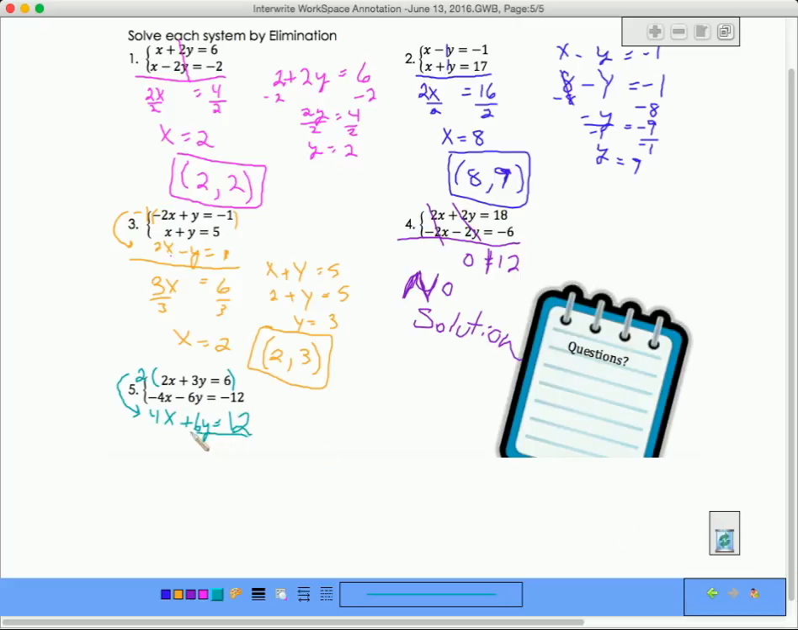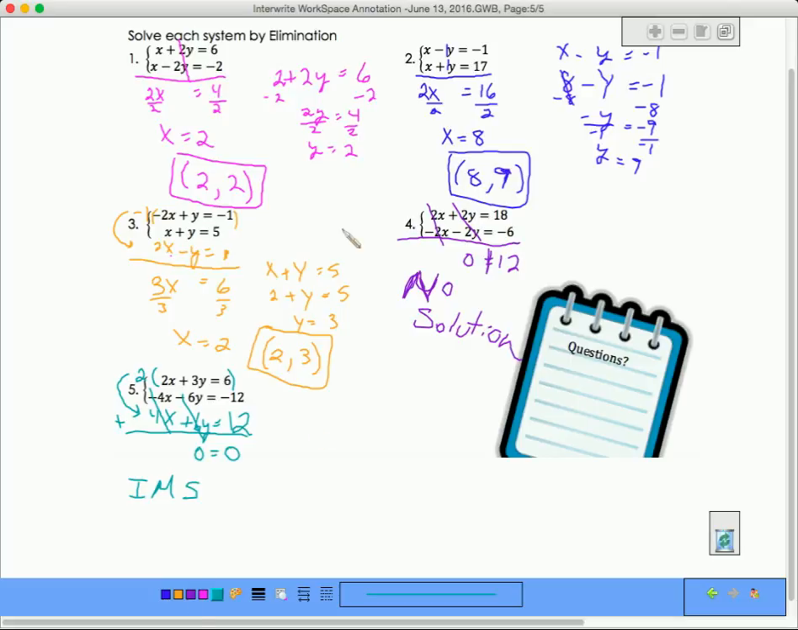Okay, then adding straight down, negative 4 plus 4 is 0. Negative 6 plus 6 is 0. Negative 12 plus 12 is 0. Okay, so this is a special case also, like the last one, except this is true. 0 does equal 0, always and forever. So that means we have infinitely many solutions. Okay, that means those are the same line stacked on top of each other. So they cross everywhere along that line. So there are infinitely many solutions.